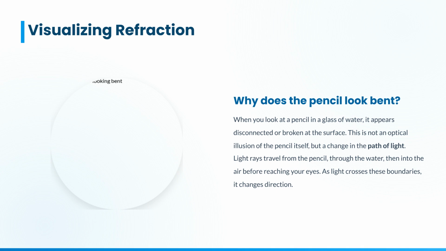Have you ever wondered why a pencil in a glass of water looks bent? This happens because light changes direction when it crosses the boundary between different media. It is not an illusion of the object, but a change in the path of light itself.